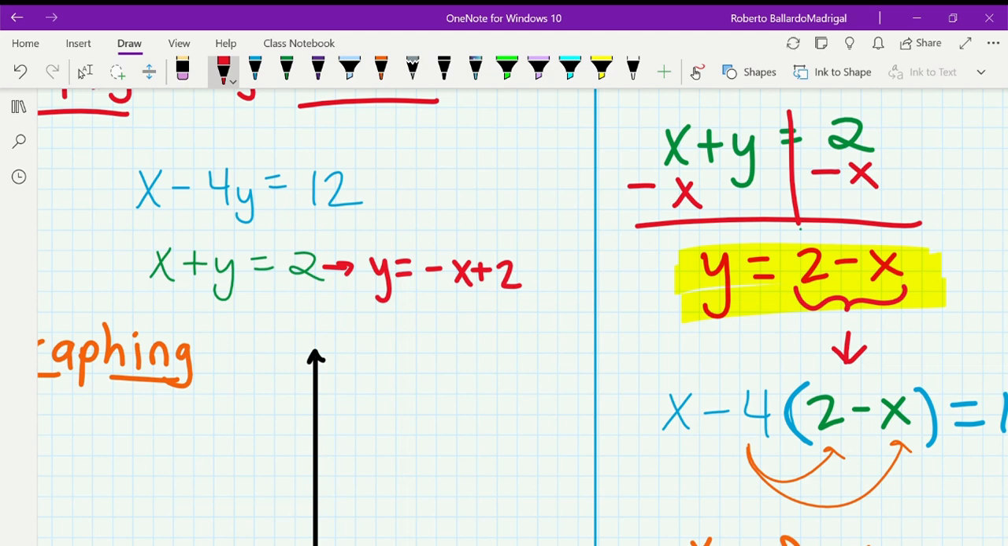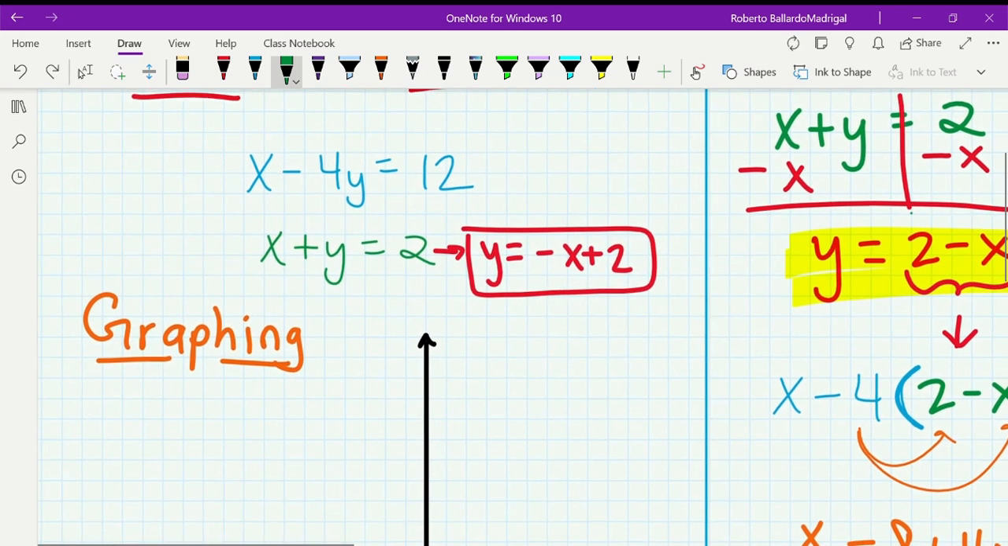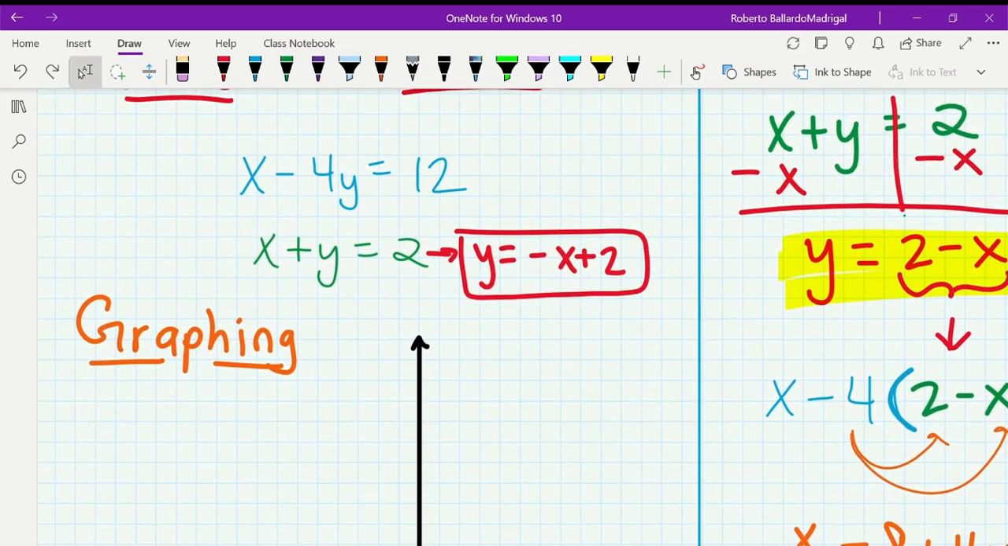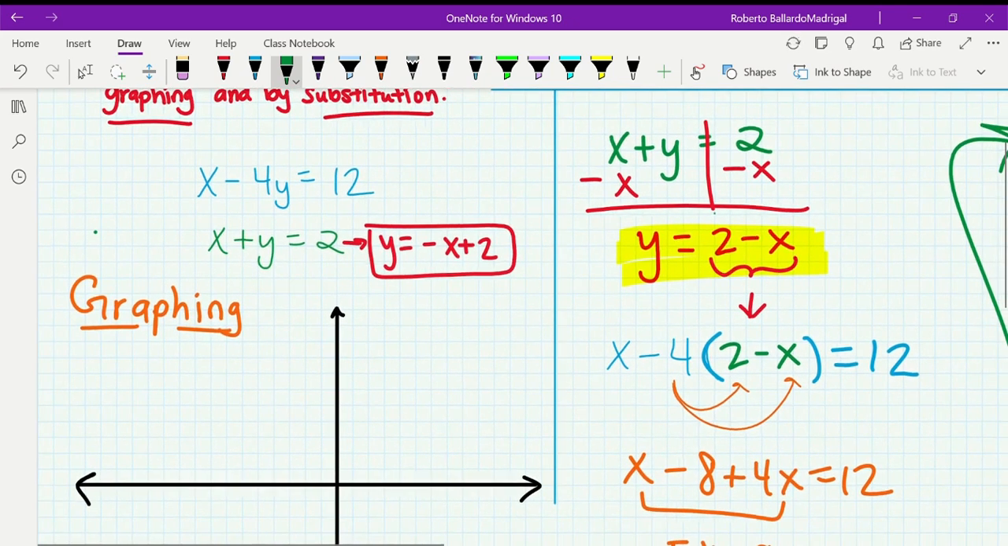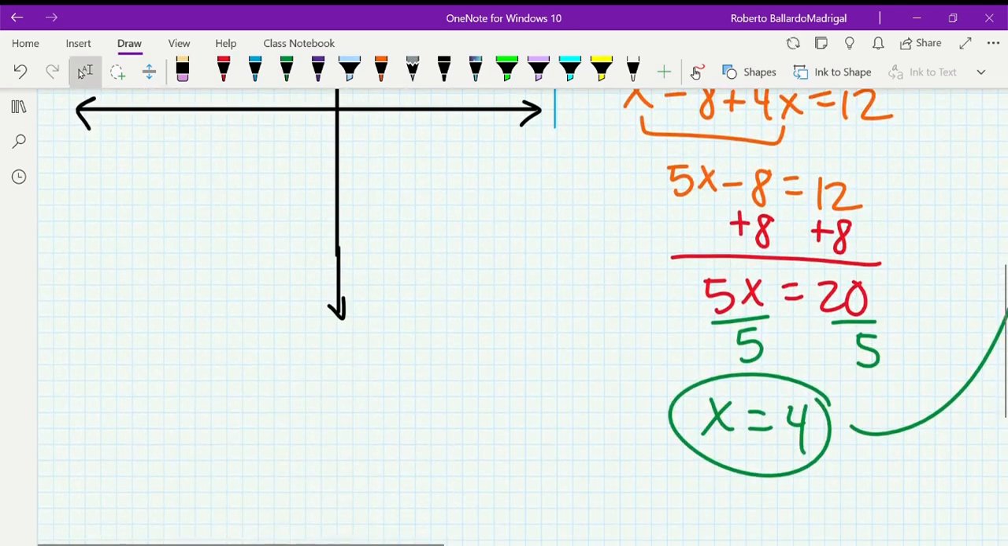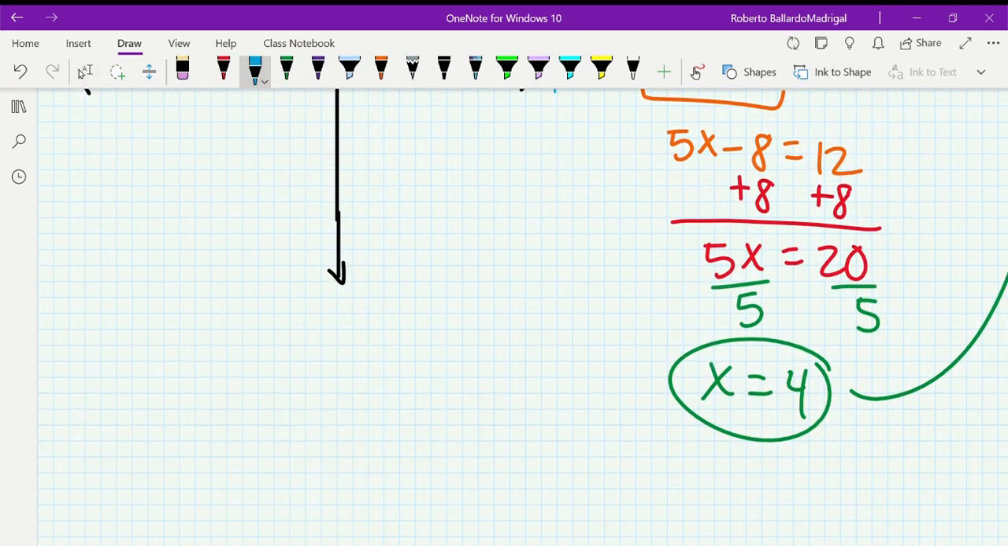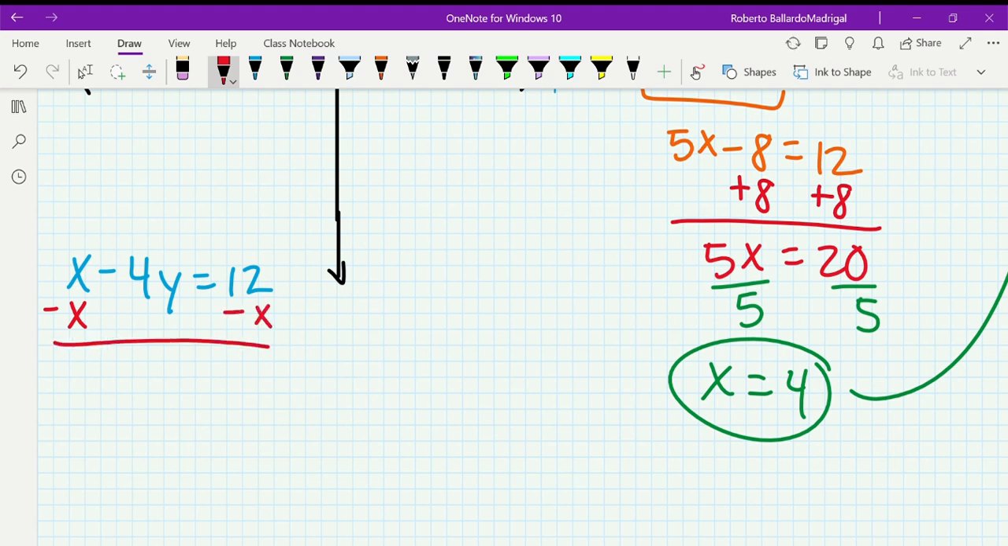So this is one of the equations. And then this other one is going to be more work. So maybe I should do this one down here: x minus 4y equals 12. How do we solve for y? We begin by moving the x. Negative 4y equals negative x plus 12.